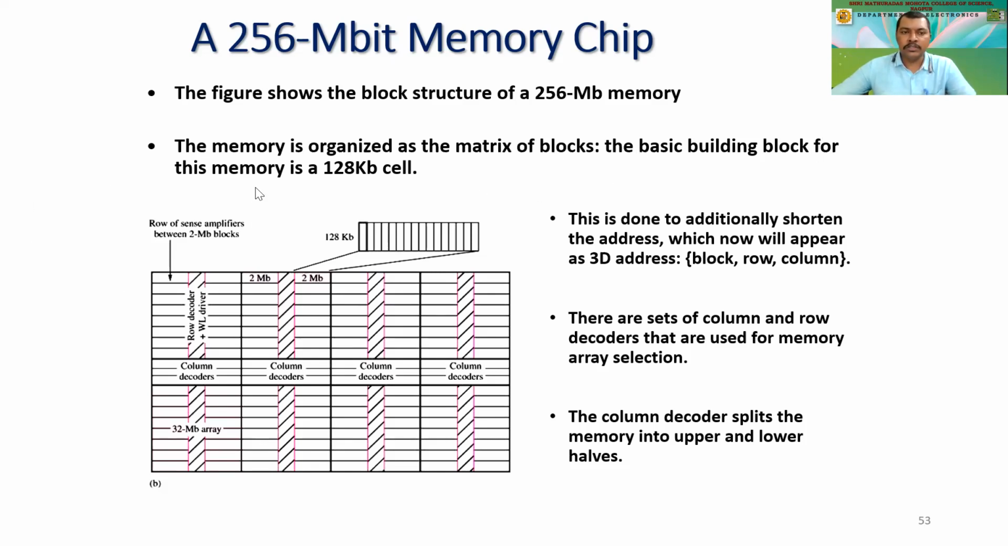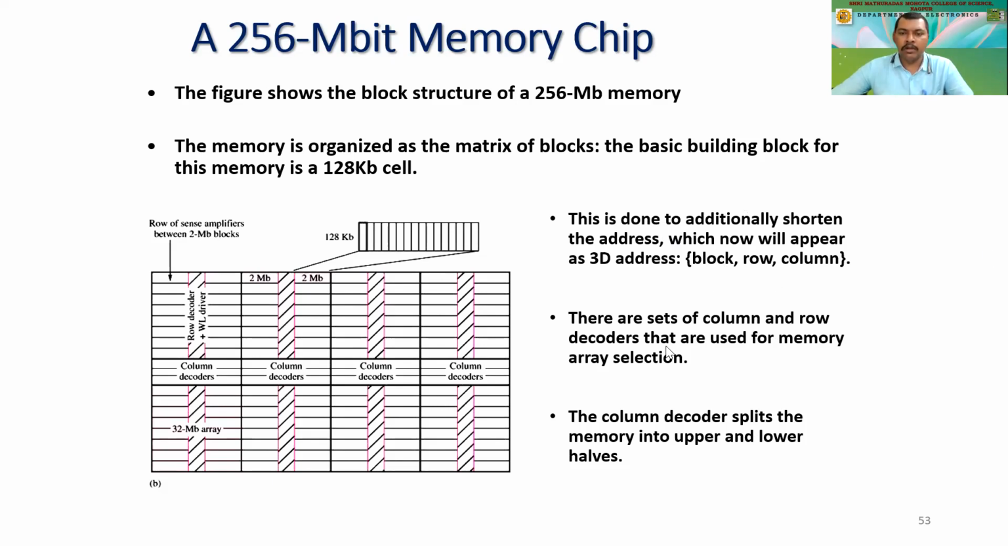The basic building block of this memory is a 128 KB cell. So we are having this 128 KB cell, which is shown over here. And this is done to additionally shorten the address, which now will appear as a 3D address: block, row, and column. So we'll be having a 3D address now. In the last slide, we were having only two, rows and columns, and accordingly we were generating the address. Now here we are having three: the block, row, and then column. So row and column are similar. Now the block has been added.